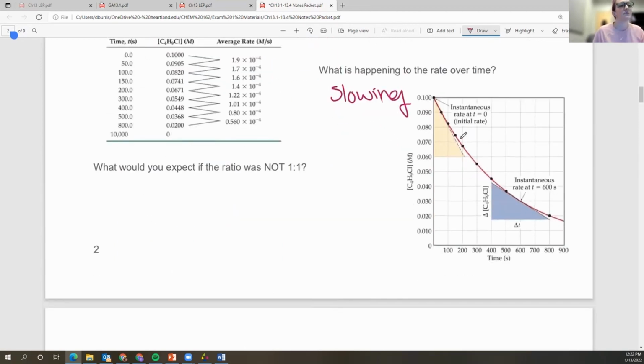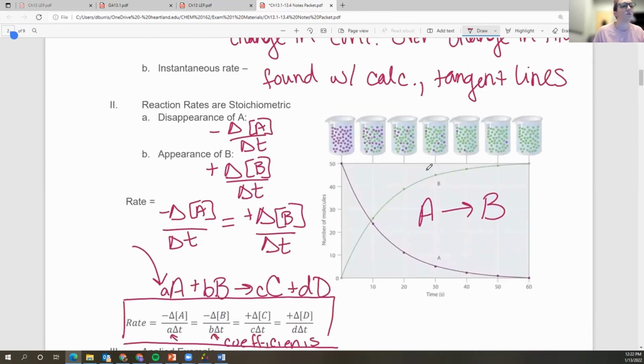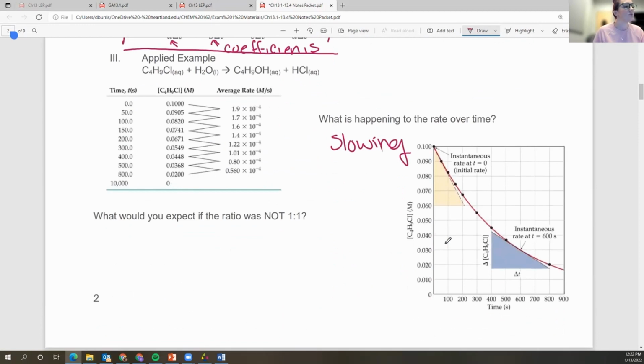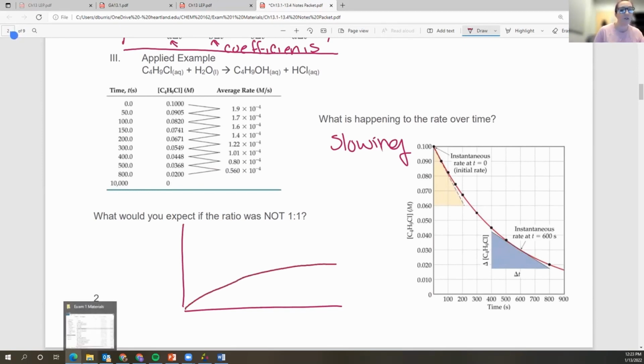Okay, now what would you expect the graph to look like if the ratio was not 1-to-1? So notice, remember up here, this is a 1-to-1 ratio. If I drew a graph, or I'm just going to sketch a graph here, for something that's not 1-to-1, I would be like, okay, well, if this one appears at a certain rate, maybe this one is disappearing at a much faster rate. And you should be able to tell that that's faster because of this very, very drastic change in slope, right?